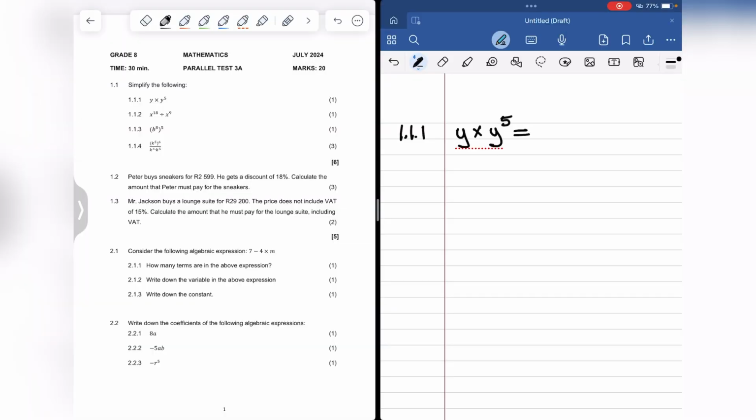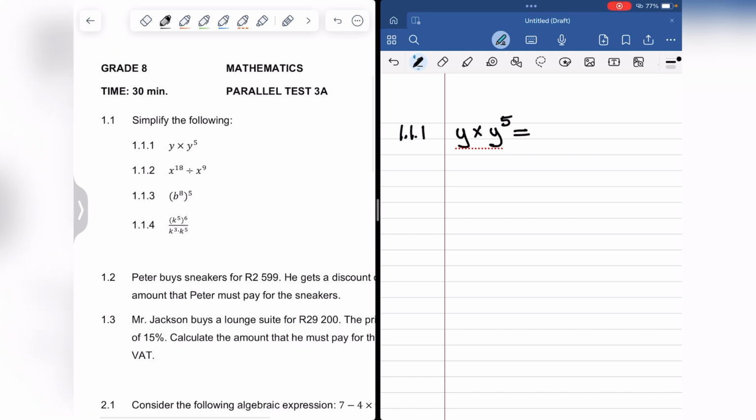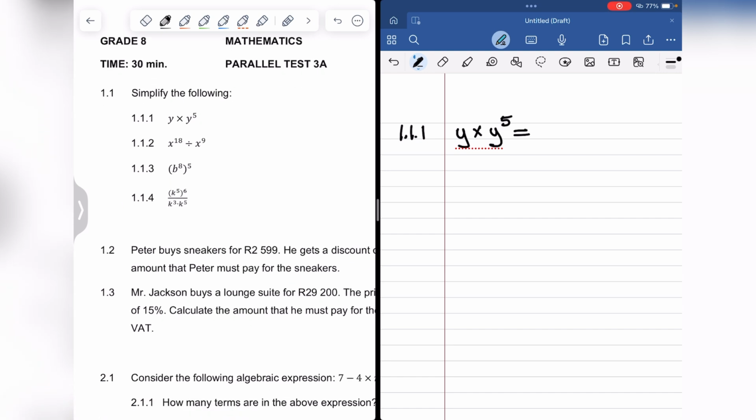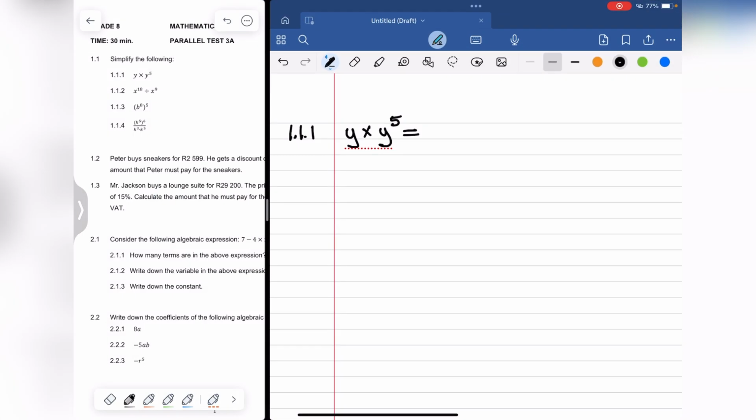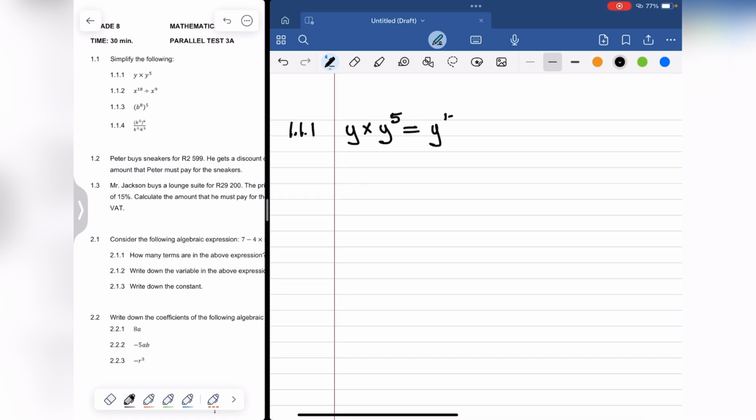Our first question deals with the laws of exponents, as we can clearly see here, and our instruction is to simplify the following. 1.1.1 then is y to the power 5 multiplied by y multiplied by y to the power 5. Same thing really. I then have a base here of y multiplied by the same base, so we can keep the base, which is y, and then add our exponents. So that would be 1 plus 5, and our answer is then y to the power of 6.